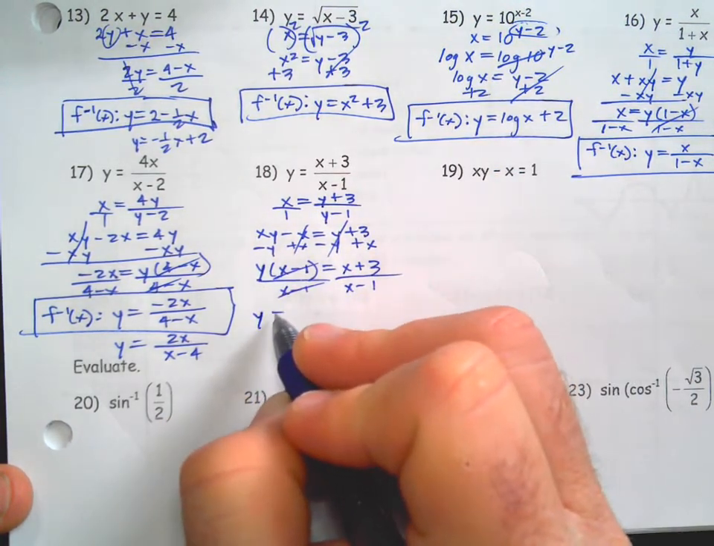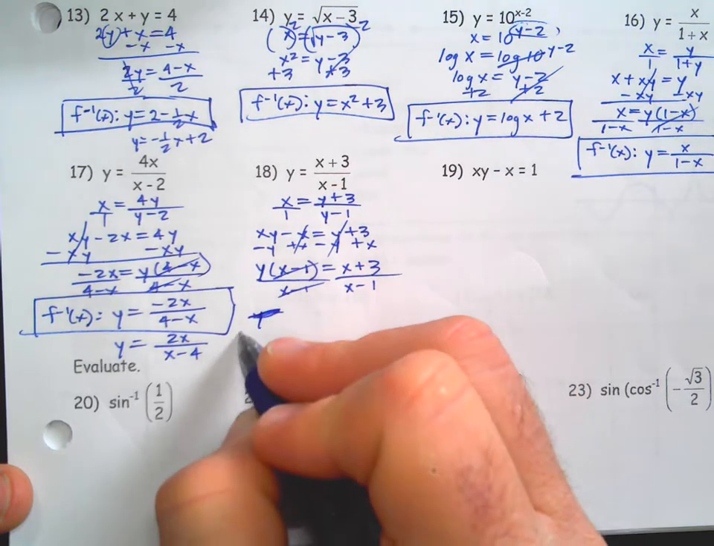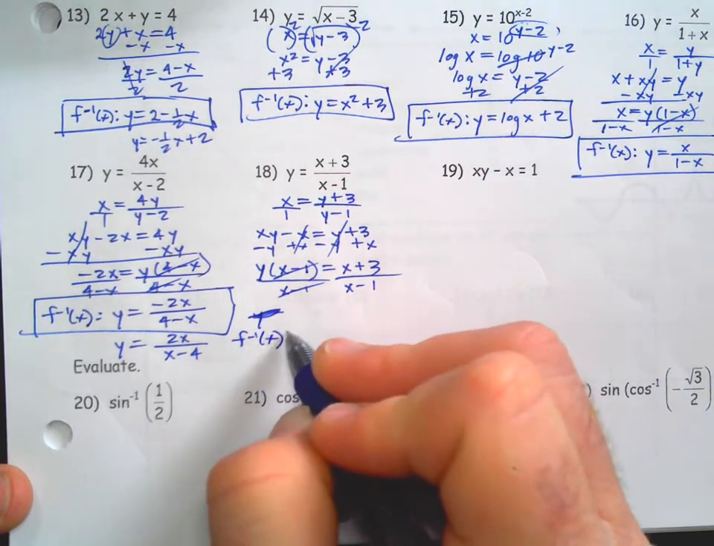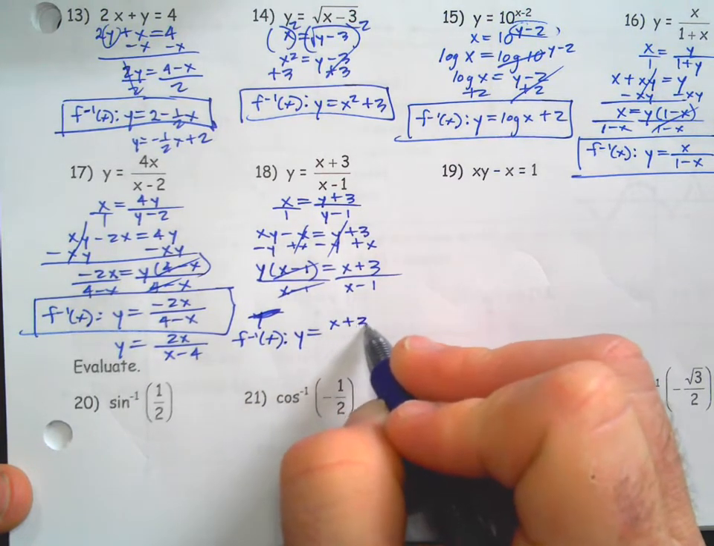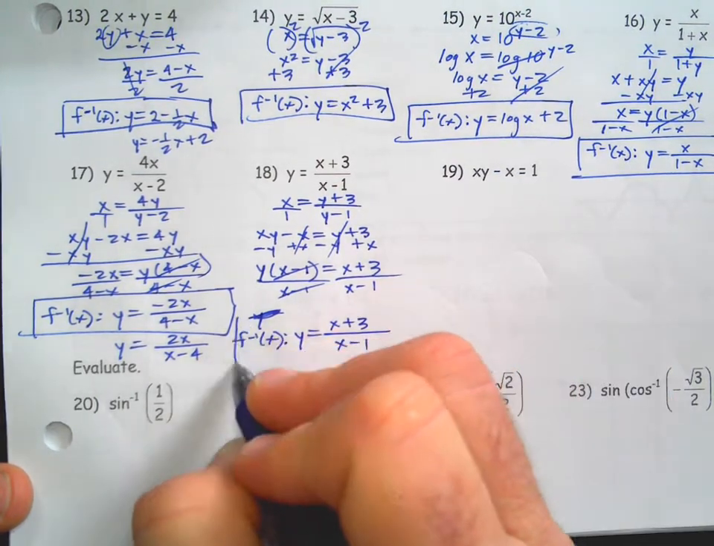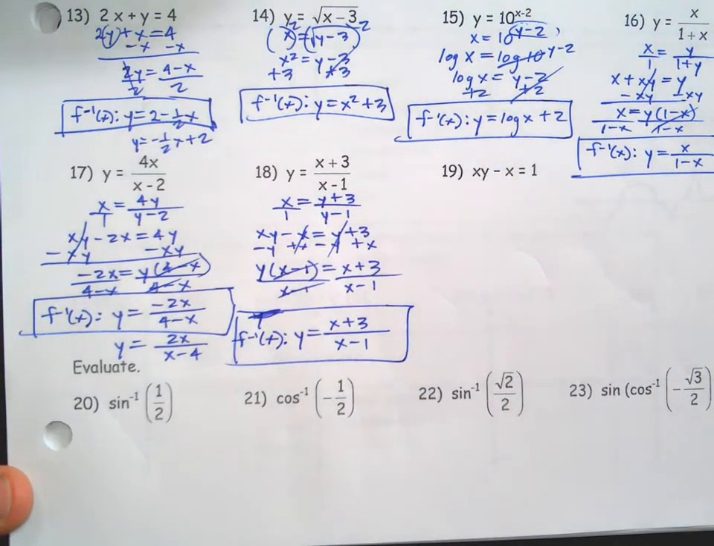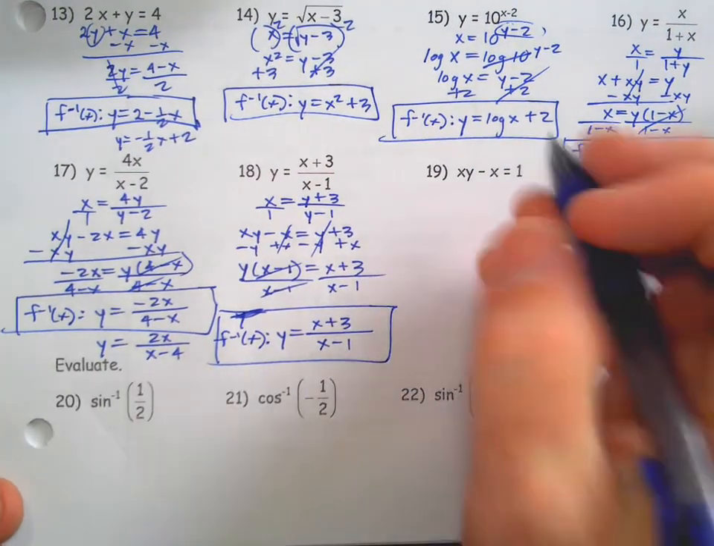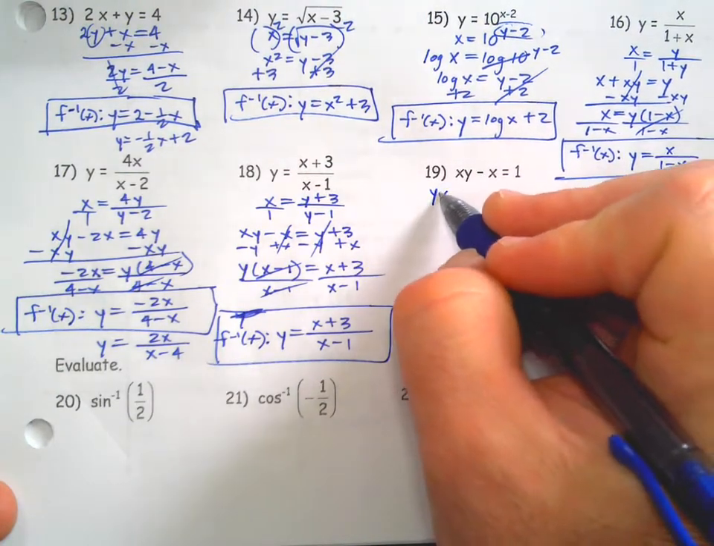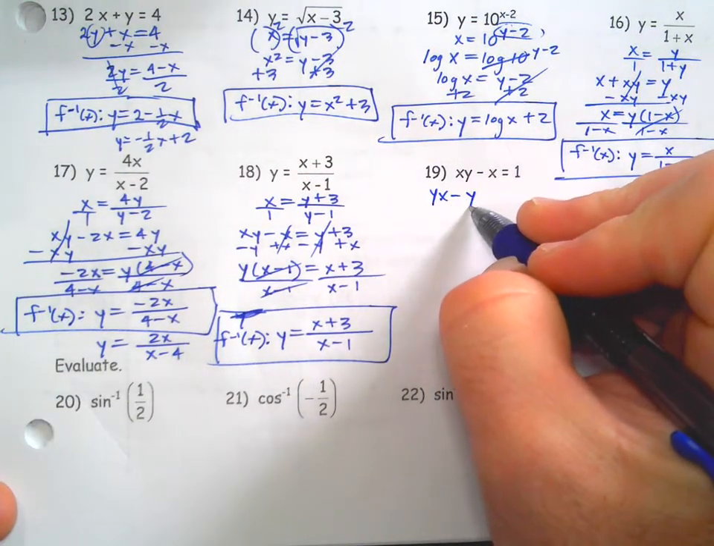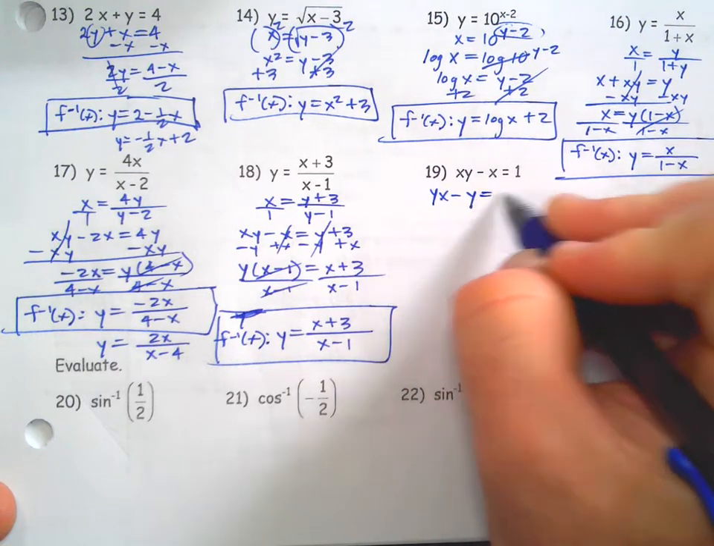Y, the inverse function, is y equals x plus 3 over x minus 1. Getting the hang of it? You guys remember doing this back in maybe even algebra 1? Swap the x and the y. Wherever you see an x, it's a y now. Wherever you see y, it's an x now.